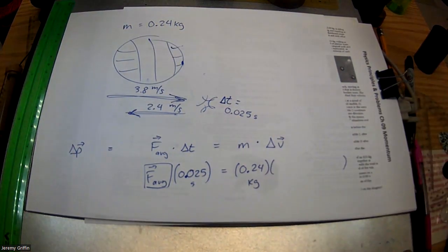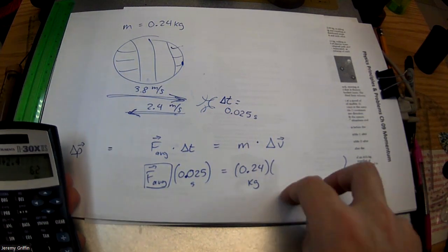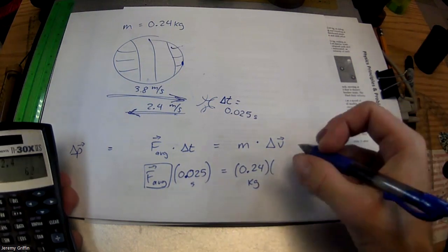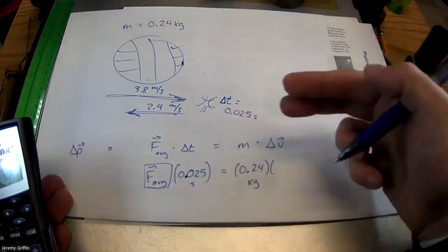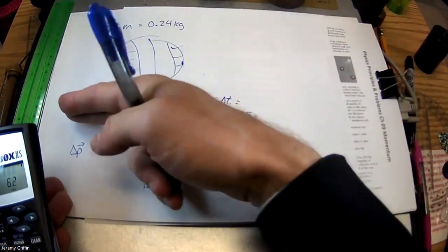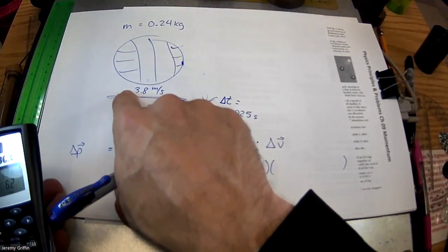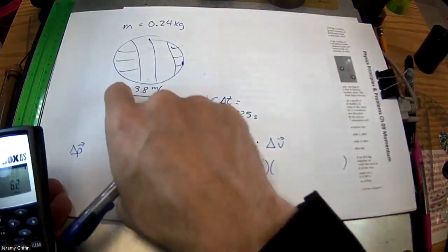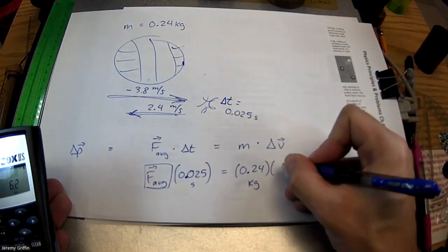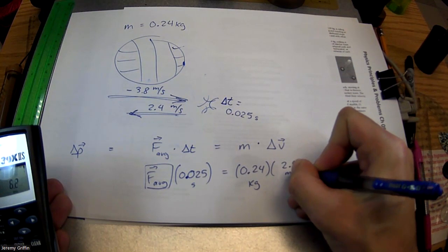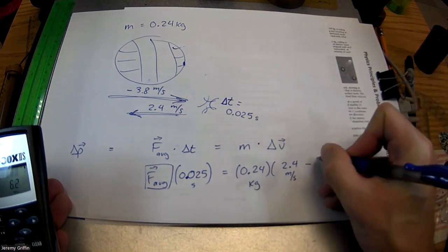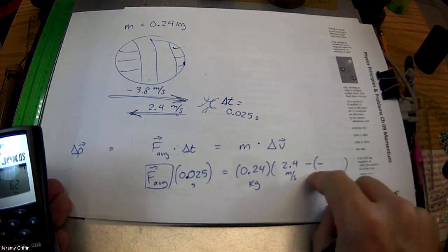What did you guys get for the change in velocity of that ball? 6.2. Yeah, see, we got it. Did everybody else get 6.2 meters per second? Okay. Because it ended up here, let's call the left positive and the right negative. How about that? Right. So don't you actually have to slap a negative sign on this guy? Because different directions, right? So it ended up going 2.4 meters per second. So final minus initial, but the initial was the opposite direction. So it's like I'm subtracting a negative.